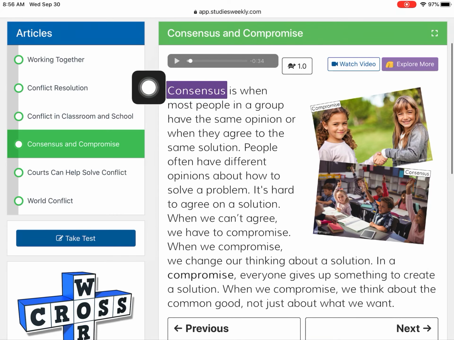So I'm going to start at the top here. You can follow along as I read. Consensus is when most people in a group have the same opinion, or when they agree to the same solution. People often have different opinions about how to solve a problem. It's hard to agree on a solution. When we can't agree, we have to come to a compromise. When we compromise, we change our thinking about a solution. In a compromise, everyone gives up something to create a solution. When we compromise, we think about the common good, not just about what we want.